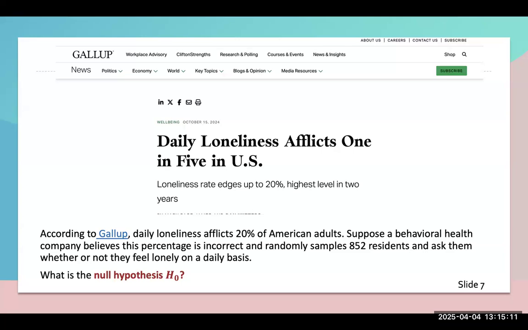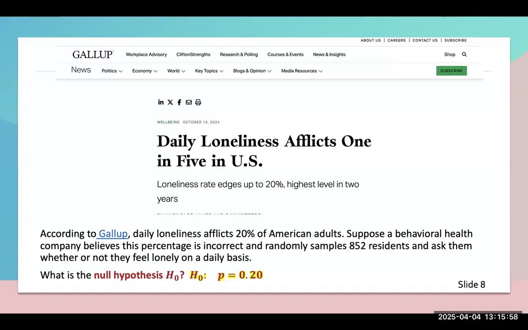So the null hypothesis is what's told to us in the article, that the true percentage of Americans, notice that it's the true percentage because they're talking about all of US, that's the population. They don't say something like, out of 500 US residents, 20% experience daily loneliness. Instead, they say daily loneliness afflicts 20% of Americans. So this 20% is the parameter.